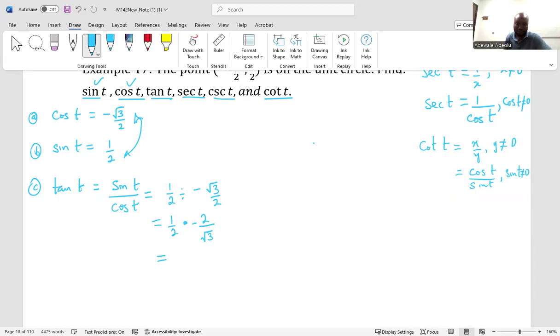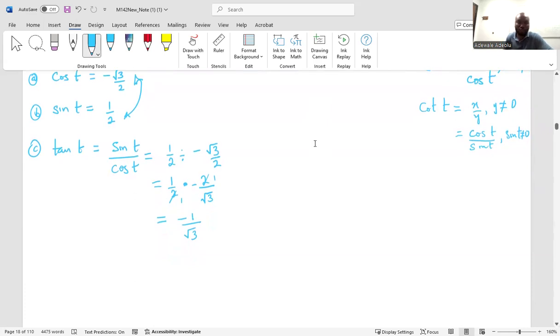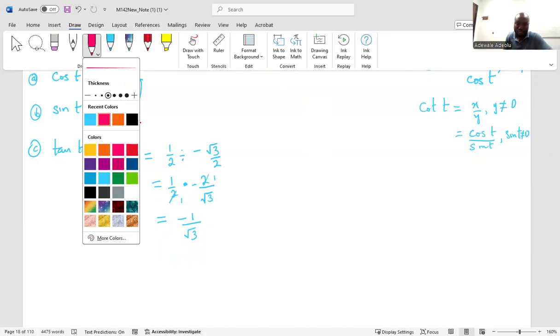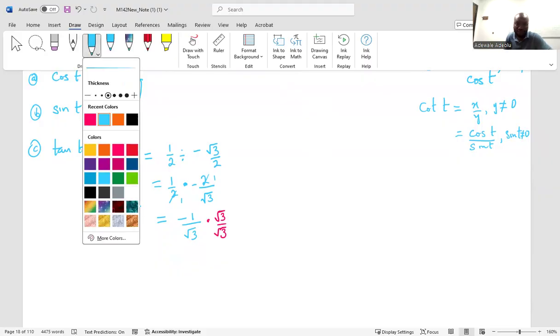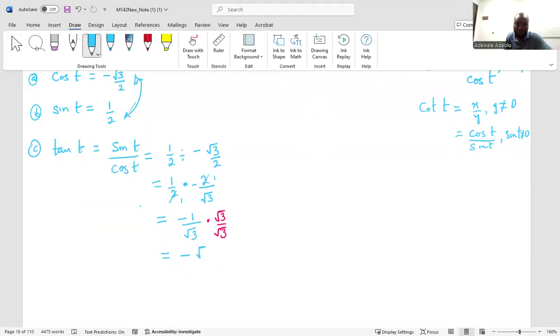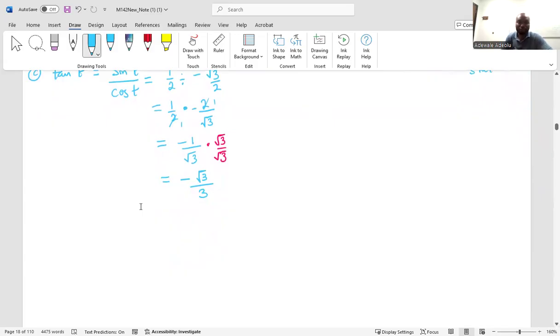So these two can be 2 here, 1, 2 here, 1. So I have negative 1 times negative 1 over root 3. Again, I don't want it to be in this form. I need to rationalize it. To do that, I just need to multiply by root 3 over root 3. And then I have negative root 3 over 3. So that is the tangent of the angle.